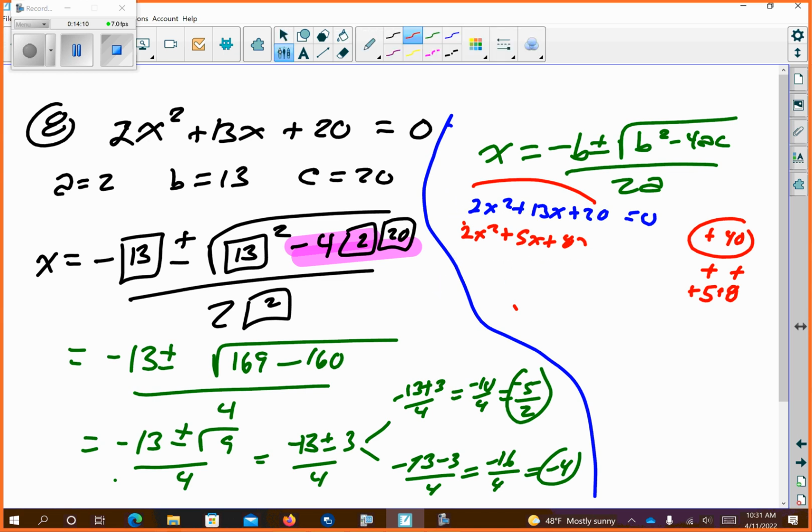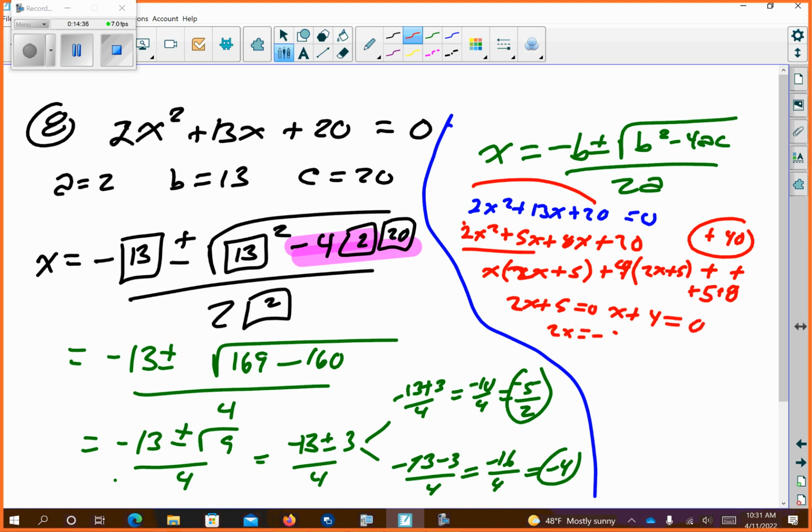All right. Let's see. 8x plus 20. I have those in common, so I have an x, and then that's going to be 2x plus 5. Factor out a 4. And that's going to give me 2x plus 5. So I get 2x plus 5 equals 0, and x plus 4 equals 0. Solve both of these. Subtract 5. Divide by 2. And then this one is x equals negative 4, which are the 2 answers.